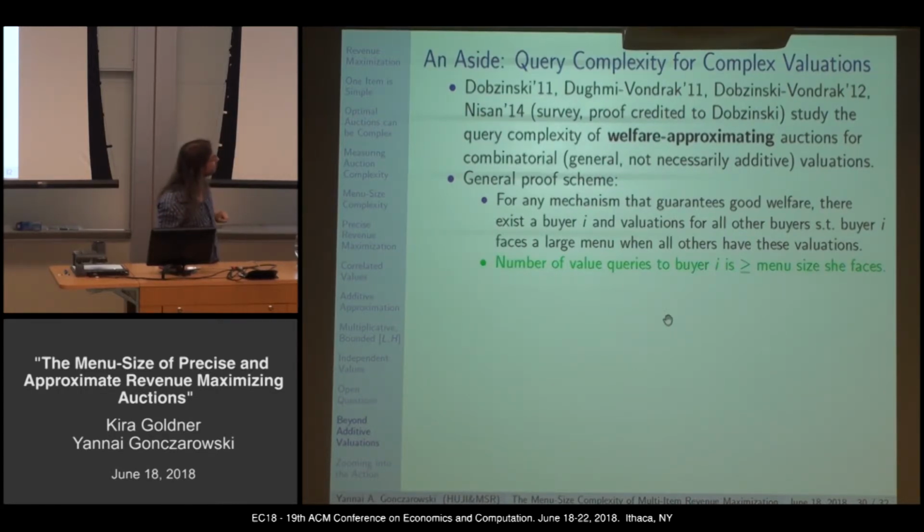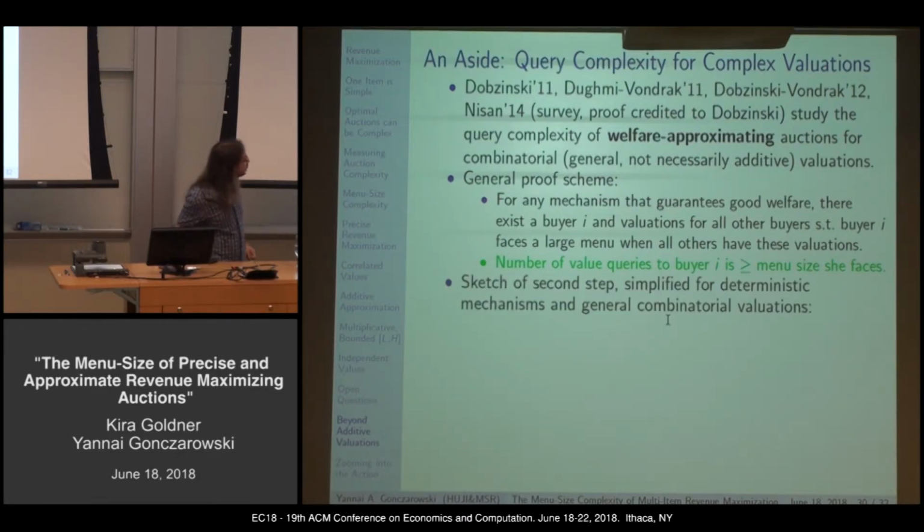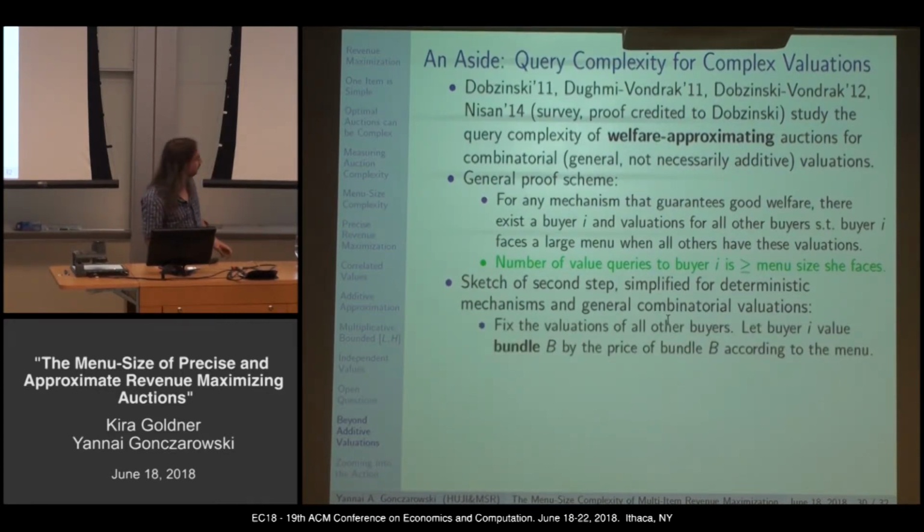So let's just give the proof of this in 3 lines and finish our talk. We want to show that the number of value queries, when we have completely general valuations, is at least the menu size that the buyer faces. So fix the valuations of everyone else so that this buyer faces this large menu. And let buyer I value each bundle B. We're talking about deterministic mechanisms here just for simplicity, so no lotteries, no anything. Let buyer I value bundle B by the price of bundle B according to this menu.